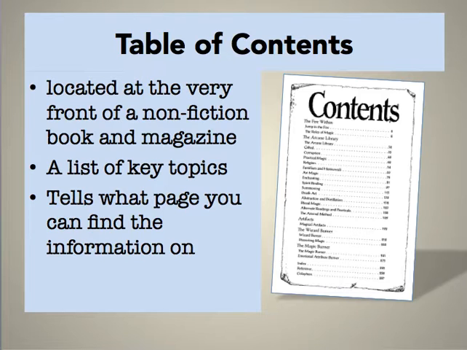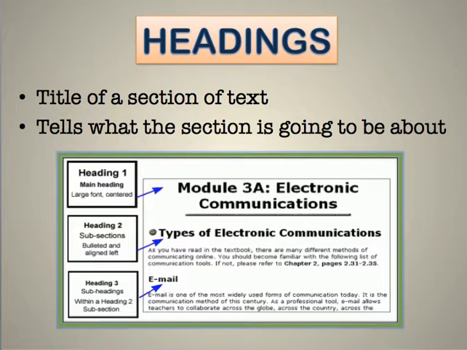Another very important aspect of a text feature are the headings. The headings are the title of a section, and they're going to tell you what the section is going to be about. This helps you as a reader, instead of having to read everything in a particular chapter or section. They break down the topics into smaller sections, and you can simply skim through and read just the headings to narrow down your research.